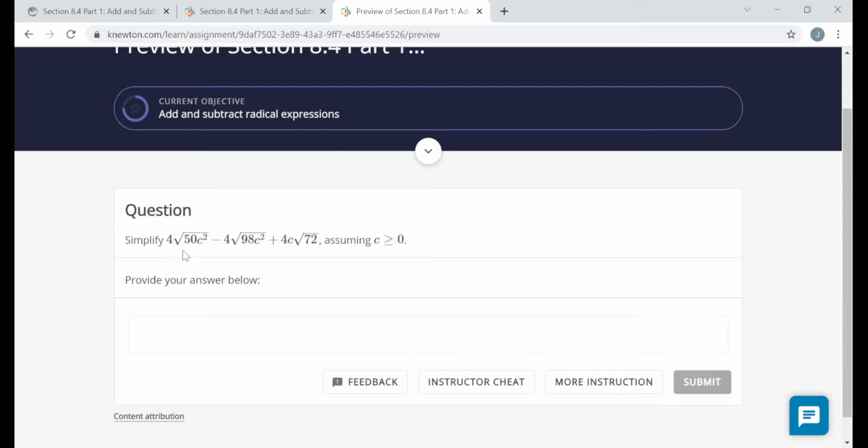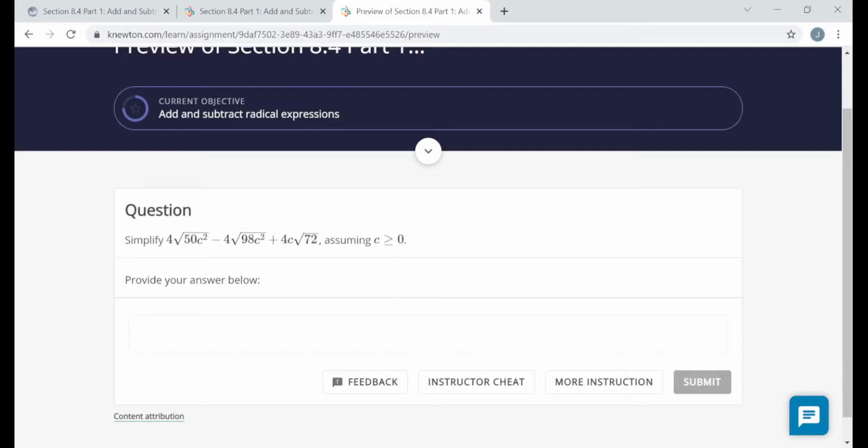Okay, so here we have one with variables involved. Notice that they're asking us to assume that the variable c is greater than or equal to 0. The only reason they're doing this is so that you don't use absolute value symbols. You don't have to. Because remember, with even roots of variable expressions, our final results had absolute values sometimes, just to ensure that you were given the non-negative root. But if the variable's already not negative, as they're saying here, you don't need absolute value symbols. That's the only reason they're putting that instruction.